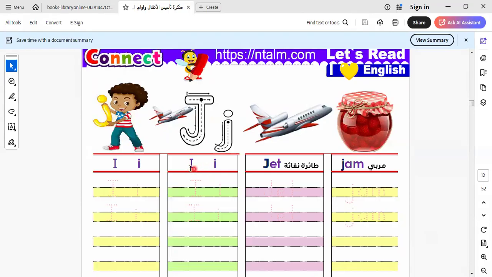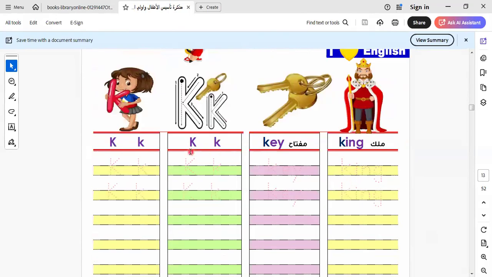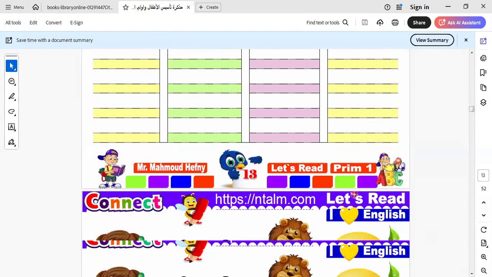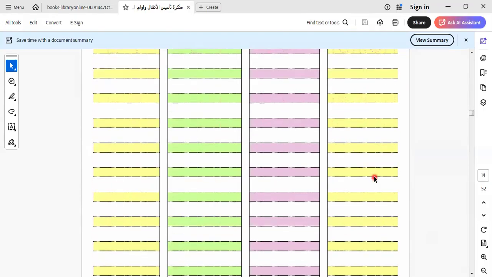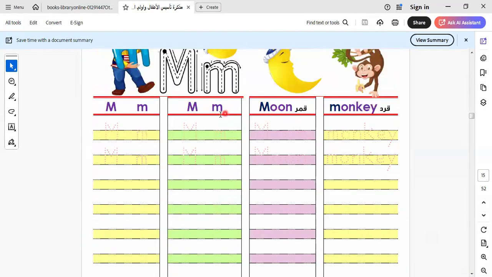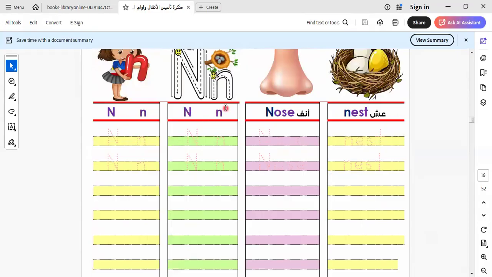Capital J, here is a mistake. It should be capital J and small j, jet and jay. Capital K and small k, key and king. Capital L and small l, lion and lemon. Capital M and small m, moon and monkey. Capital N and small n, north and nest.